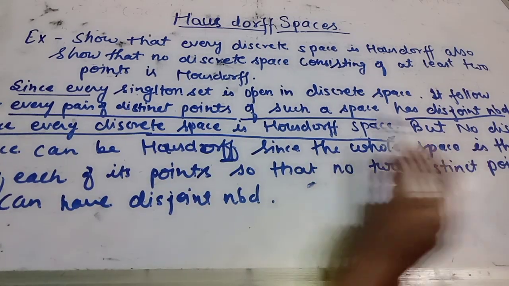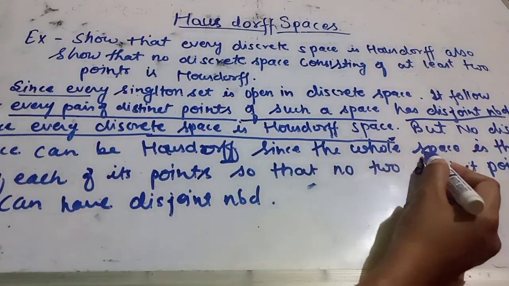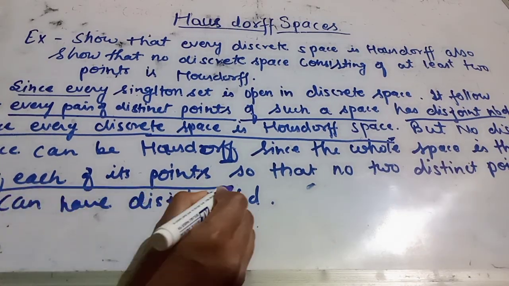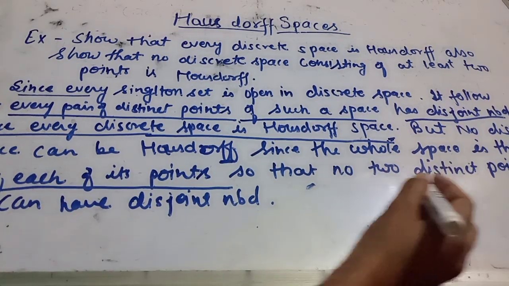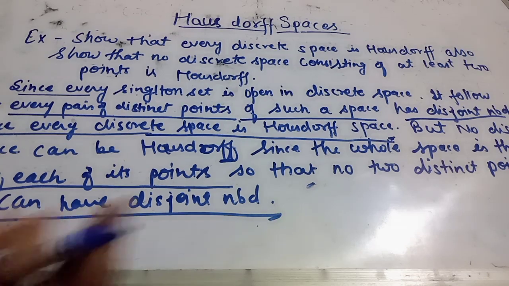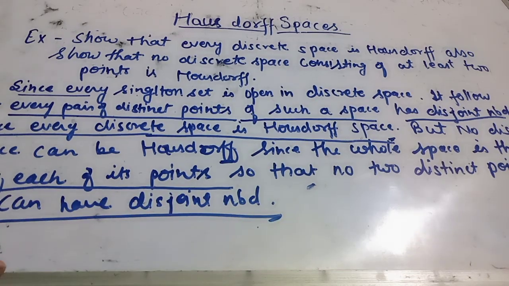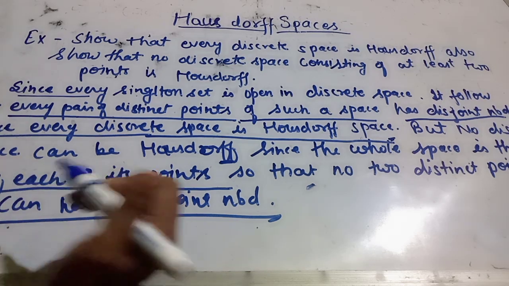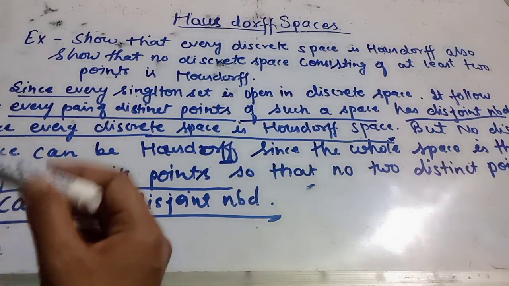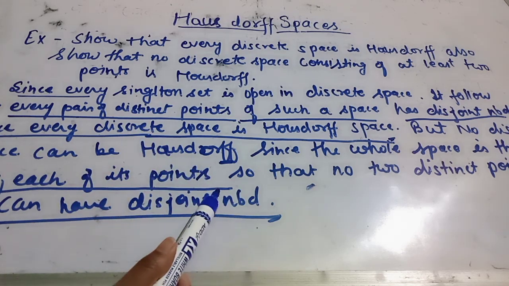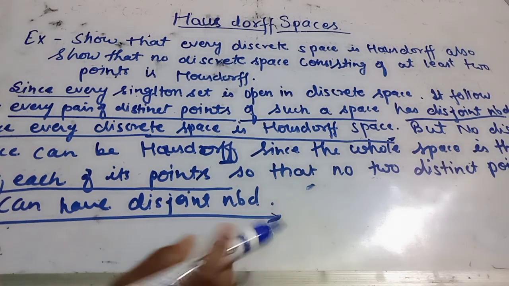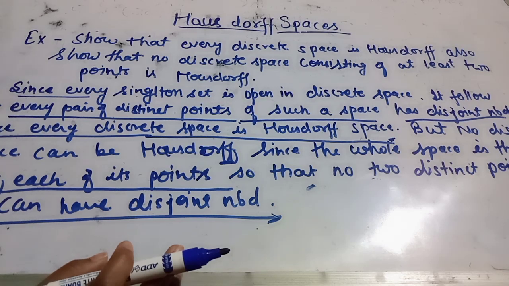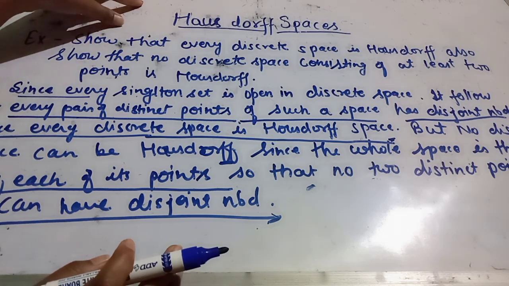So you can say that no indiscrete space can be Hausdorff, since the whole space is the only neighborhood of each of its points, so no two distinct points can have disjoint neighborhoods, right? If you discard the condition of discrete space, then the whole space is the only neighborhood of each of its points, so no two distinct points can have disjoint neighborhoods. This is the condition of discrete space and indiscrete space with respect to Hausdorff space, right?